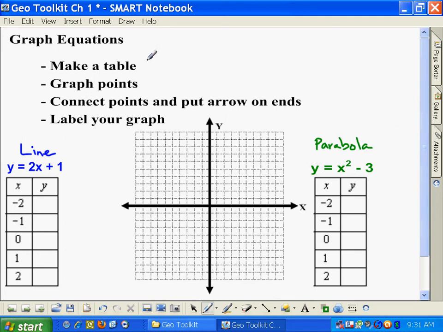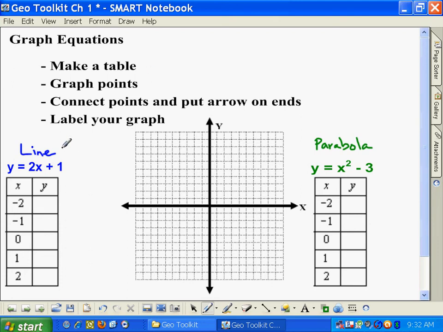If you can make a table and figure out the points and graph them and connect them, you're going to be in business here. So sometimes remembering how to do slope or y-intercept or where the vertex is, things like that, they're nice, but they're not necessarily necessary in order for you to make a good graph. So I'm going to be showing you how to make a table and how to actually graph these equations, kind of the old-fashioned way here.